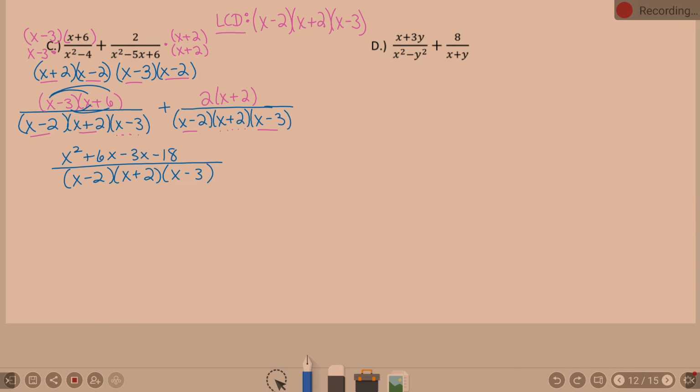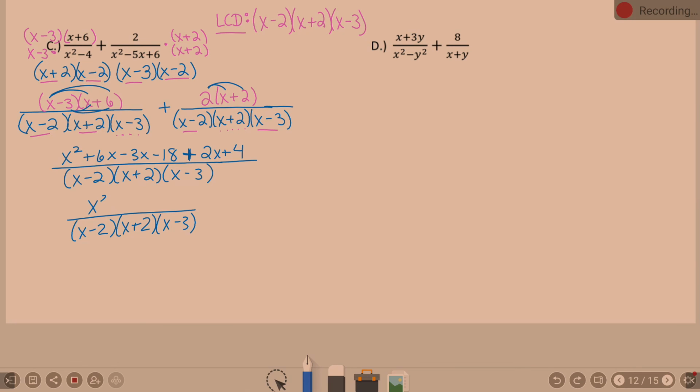Plus, because we're adding the other fraction, how do we multiply 2 times x plus 2? 2x plus 4. Distribute the 2, and it is 2x plus 4. Like terms. Keep the denominator: x minus 2, x plus 2, x minus 3. Numerator cleans up.